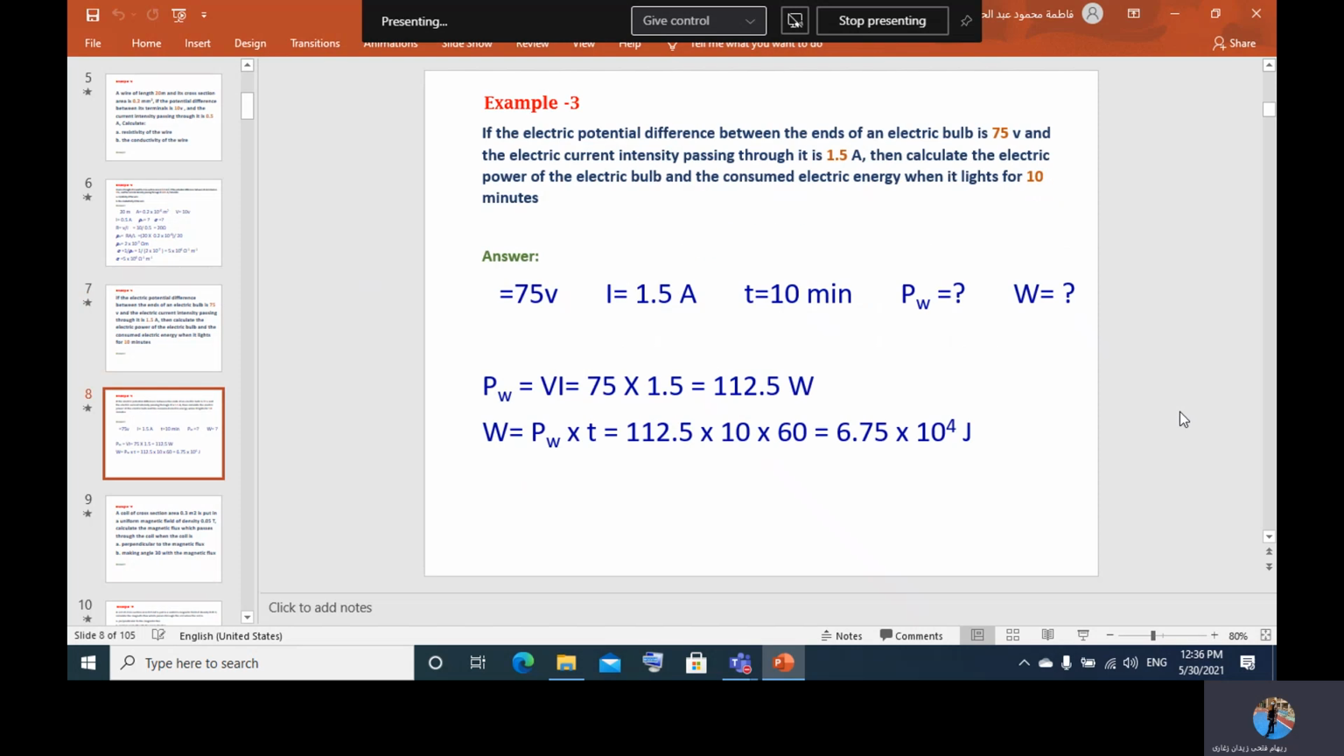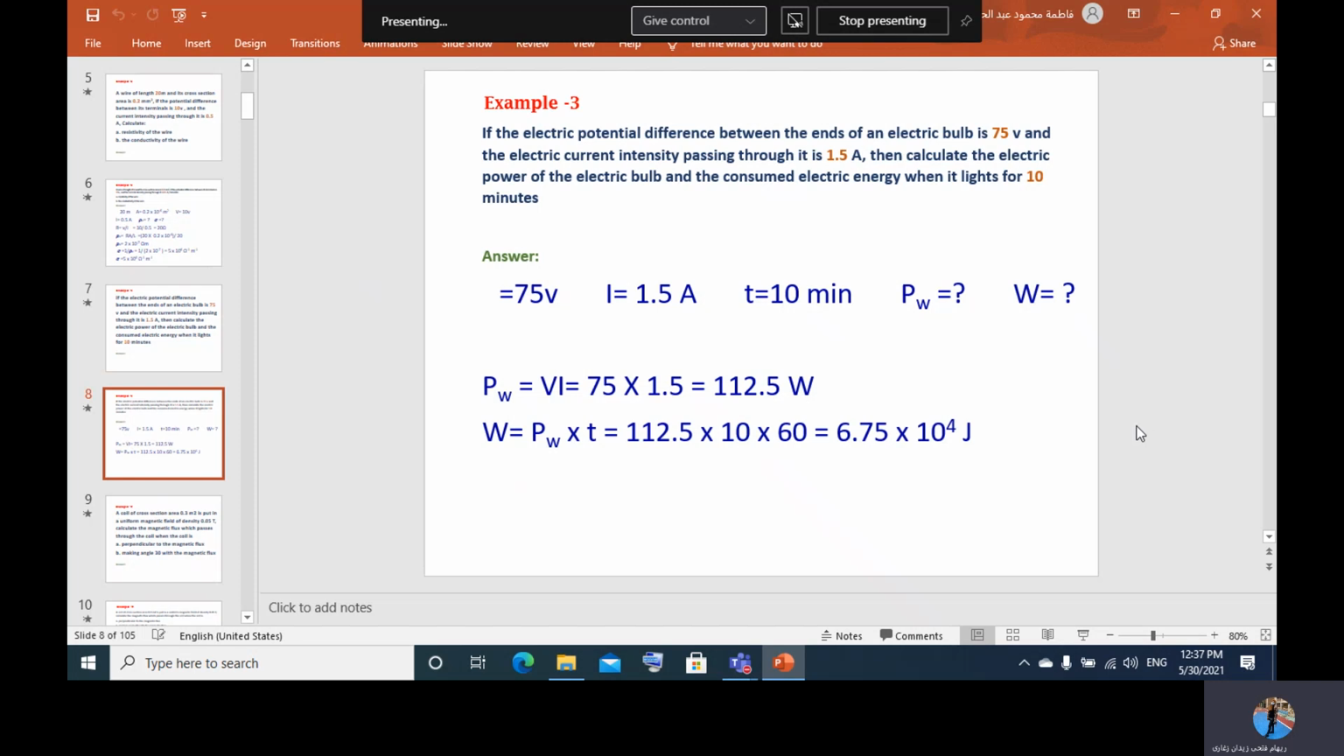The first step, as we said, we have voltage 75 volts, and we have the electric current intensity 1.5 ampere, and we have the time 10 minutes. What does he want? He wants the power, and he also wants the energy, electric energy, or the work. All right. We start first with the electric power.